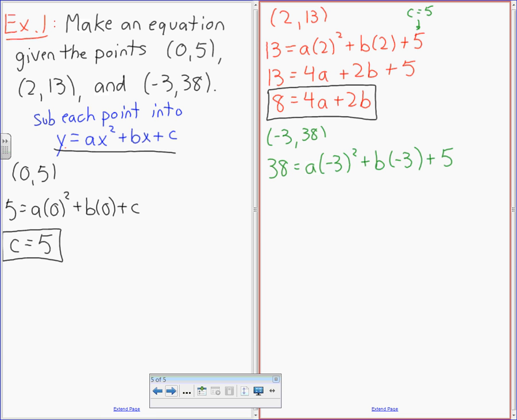Okay, Karina, where does the plus 5 come from again? Okay, good, because just like before, c equals 5. Okay, so that's what makes these questions actually possible for us to solve.